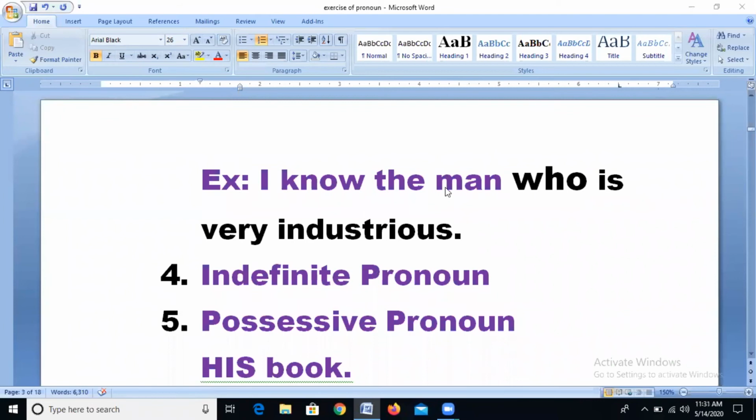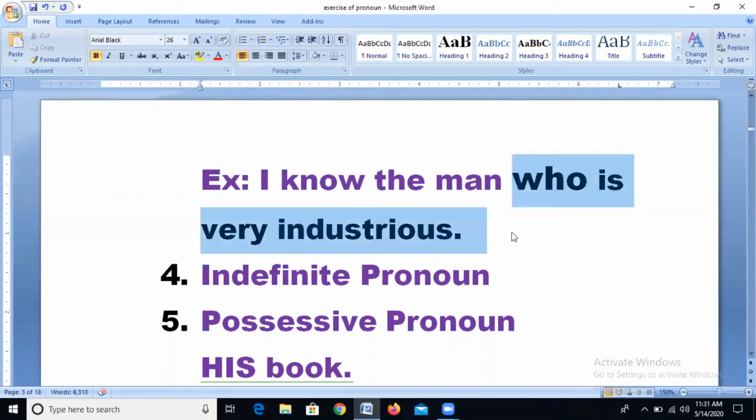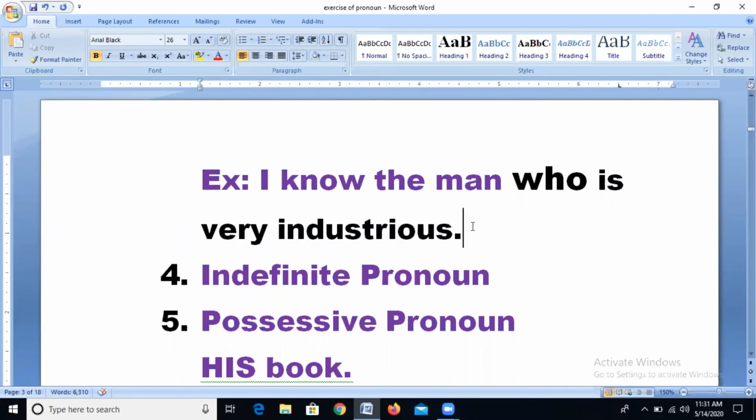Now come to this example. I know the man who is industrious, or who is very industrious. So how many clauses do you find here? I know the man. And who is very industrious? This is subordinate clause. Now we find here two clauses. And these two clauses are connected by who. I know the man, this is principal clause. And who is very industrious? This is subordinate clause. And these two clauses are connected by who.